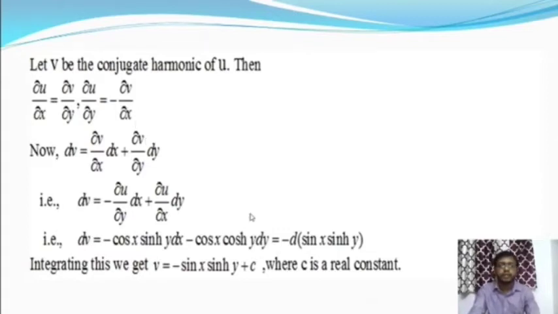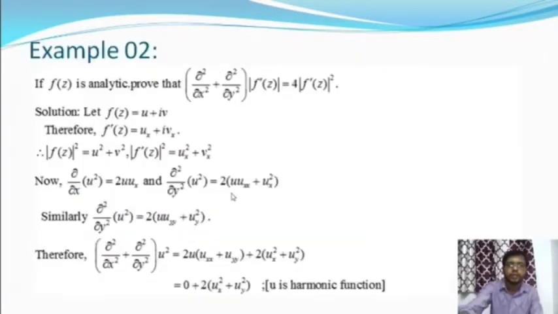I think this is a very interesting example on complex functions. So u is given, and from this we will find the function v. Okay, next we are going to discuss one more example on harmonic and conjugate harmonic functions. So here is the example.